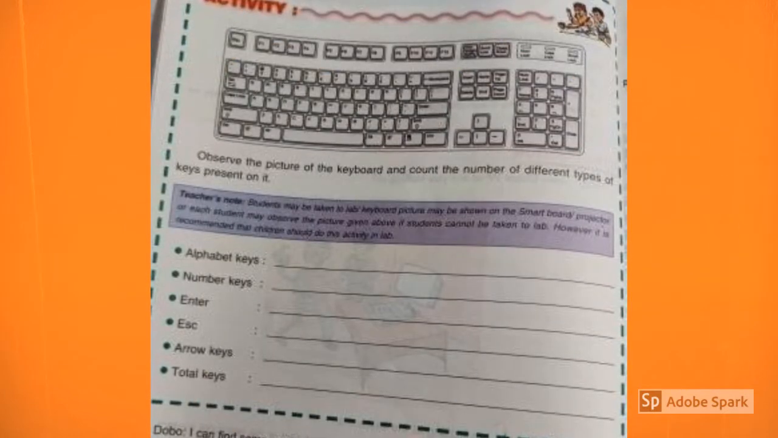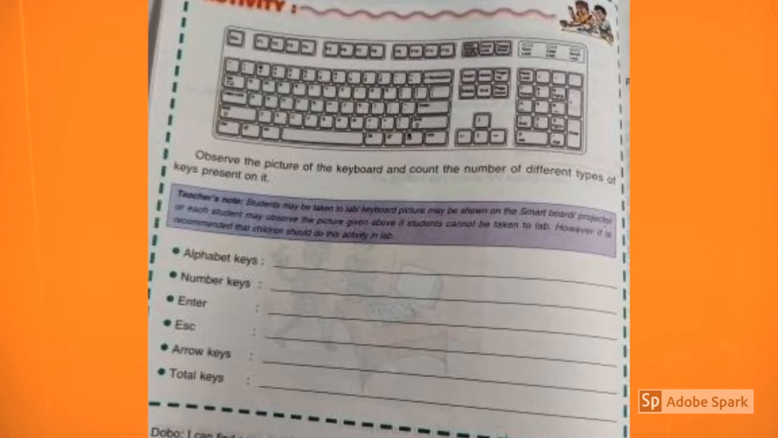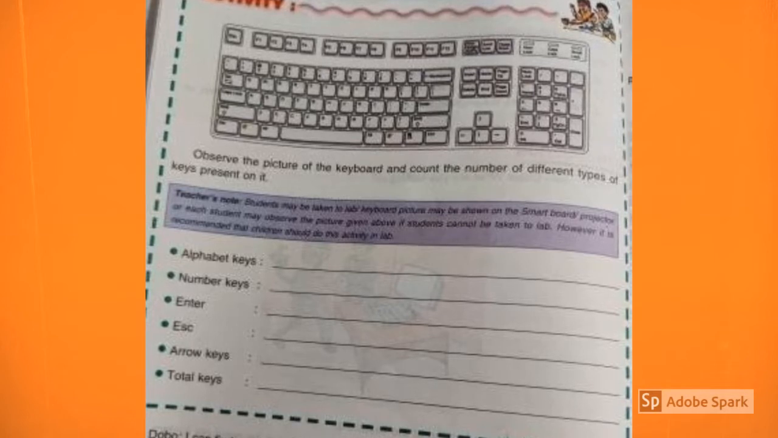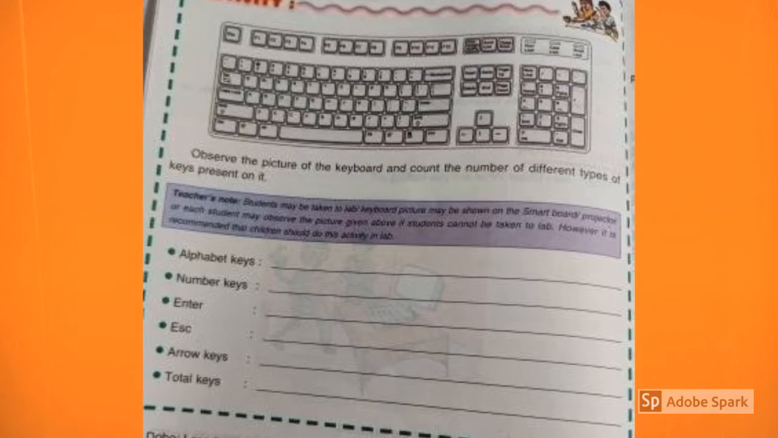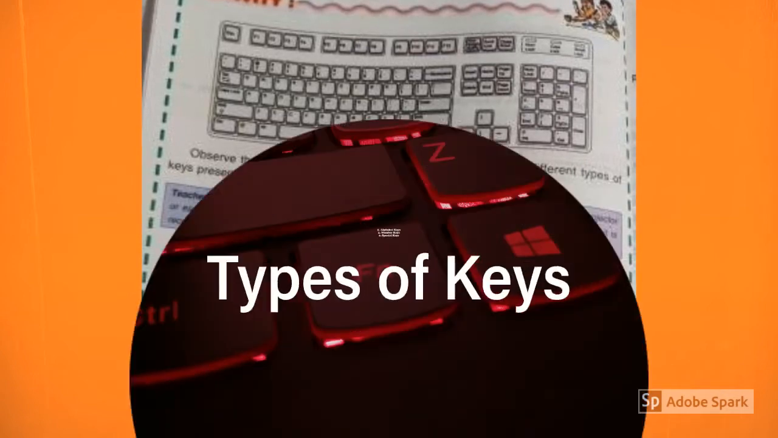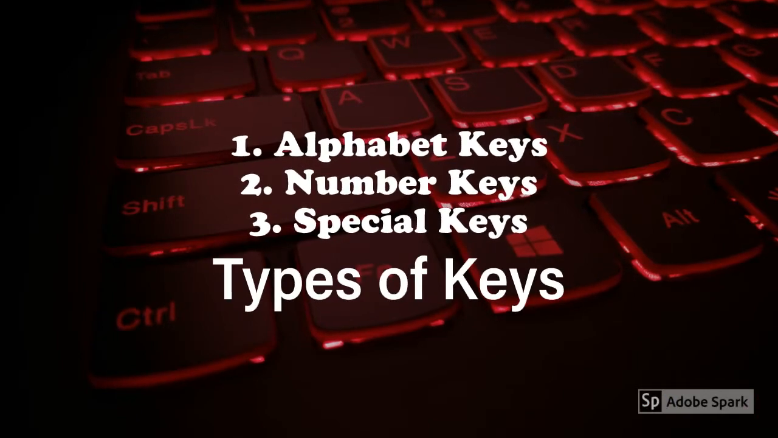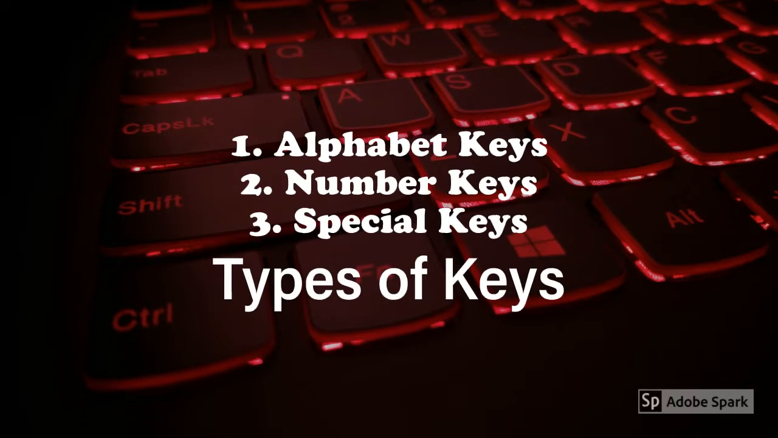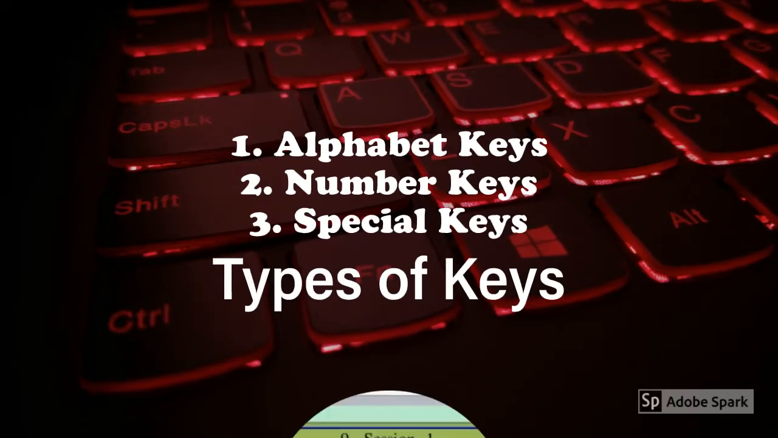In order to complete the activity, we'll give students 5 minutes in which they can just count and write the number of keys. After the completion of 5 minutes, we can probably take 2 minutes to cross-check their answers. After the completion of the activity, we will be able to tell the 3 different types of keys available on the keyboard, that are alphabet keys, number keys and special keys.